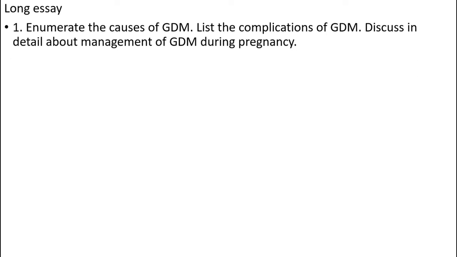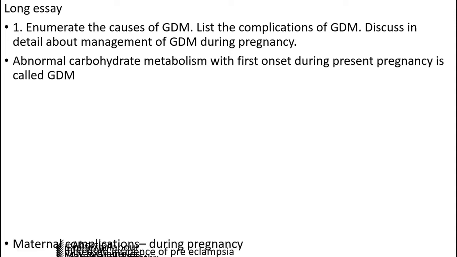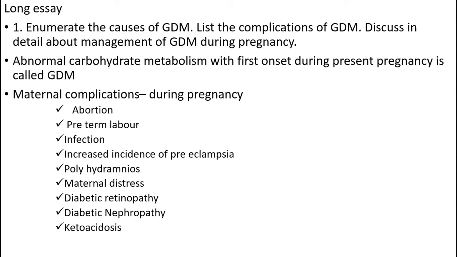Enumerate the causes of GDM, list the complications of GDM, and discuss in detail about management of GDM during pregnancy. An abnormal carbohydrate metabolism with the first onset during present pregnancy is called gestational diabetes mellitus, in short we call it GDM.